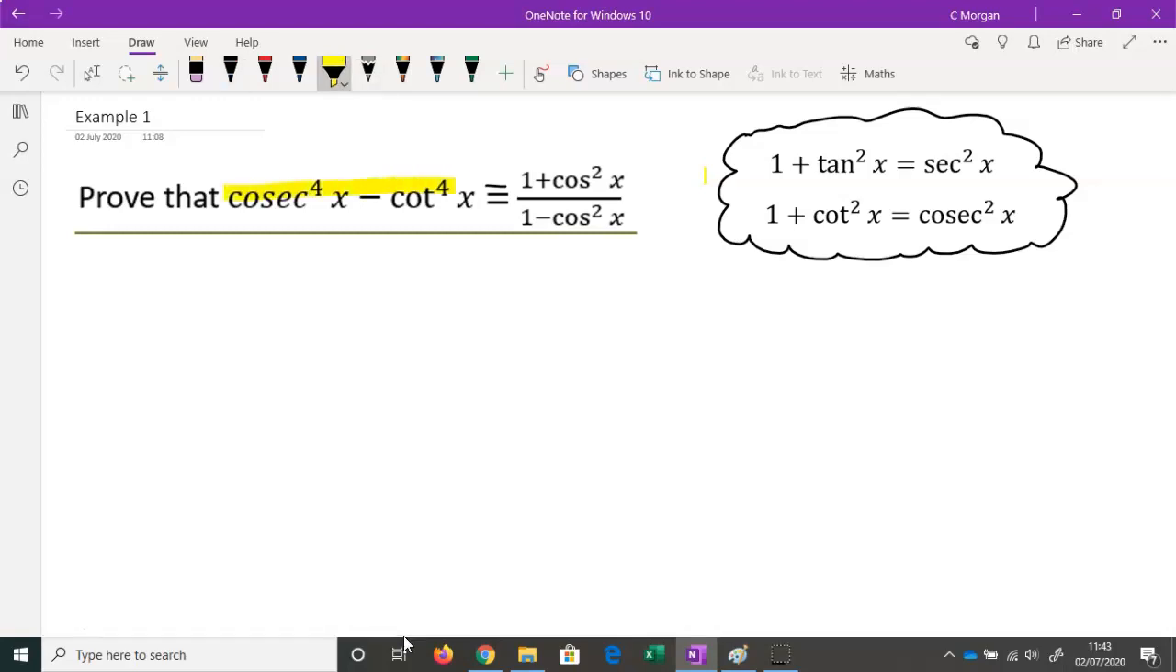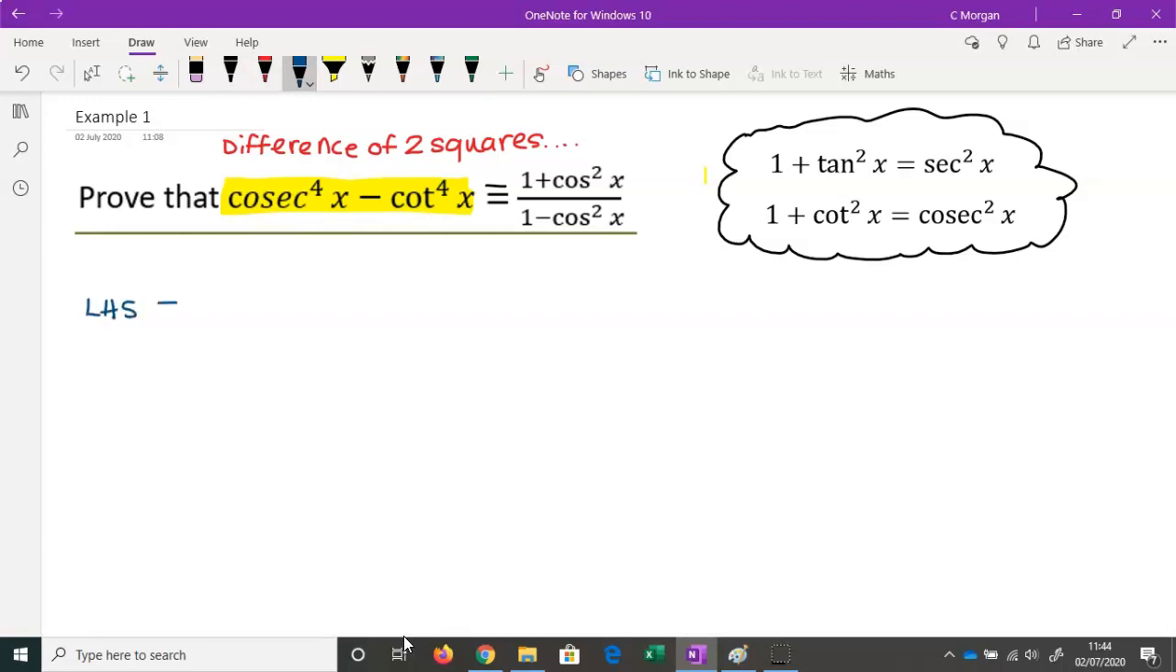If I have a look at the left-hand side, I notice something about that. I notice that it's the difference of two squares. And if you've been going round the houses, and if you've been trying to substitute things into cosec squared, cosec to the power of 4 x, etc., and you're not getting anywhere, maybe you didn't realise that the left-hand side was actually the difference of two squares.